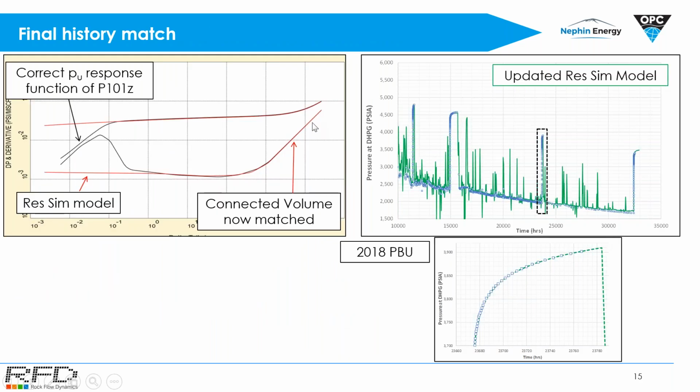After fixing the connected pore volume, you can see the late time unit slope now overlays exactly, and I have a good match over everything. And if we look at the variable rate history again from 10,000 hours onwards, and if we zoom into the 2018 build-up, you can see that now my ResSim model is going through the build-up exactly. I have the connected volume over time modeled correctly, and my well flowing pressure is also modeled correctly.